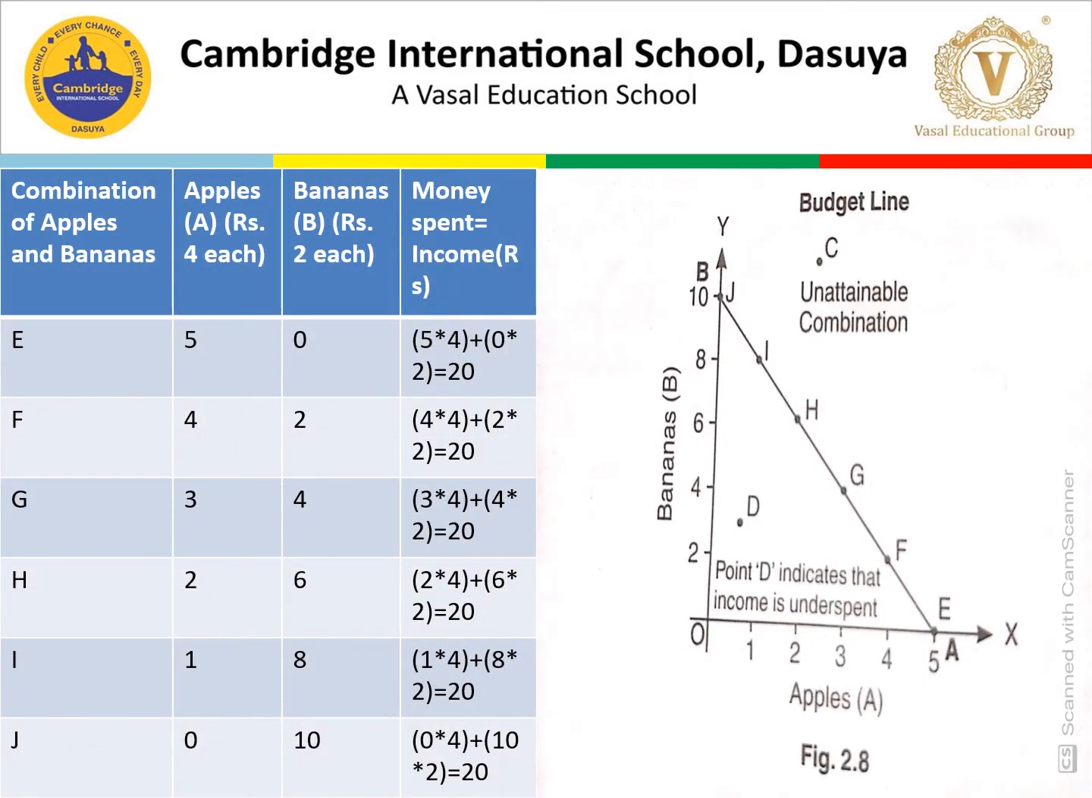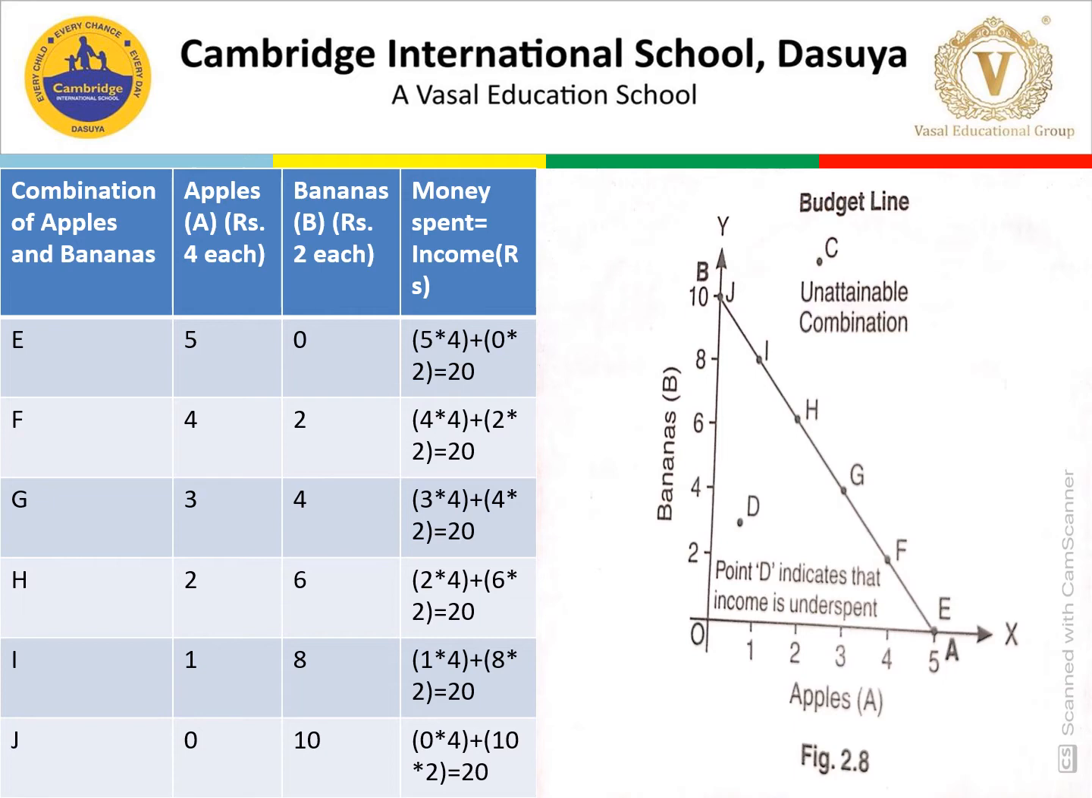So here is the schedule for the budget line. We have two commodities. One is apple, and the cost for each apple is 4 rupees and for banana is 2 rupees. We have combinations like E, F, G, H, I, J, and for apples the first combination is 5 apples. We bought it and our budget for this is 20 rupees. So for 20 rupees we bought only apples in the first combination. So 5 into 4 will be 20 and 0 into 2 will be 0, so the total will be 20.